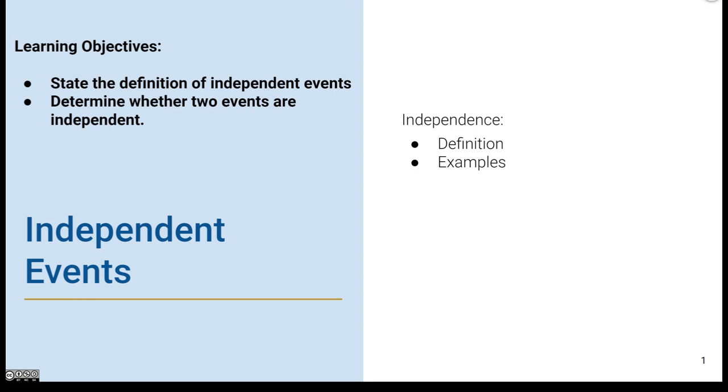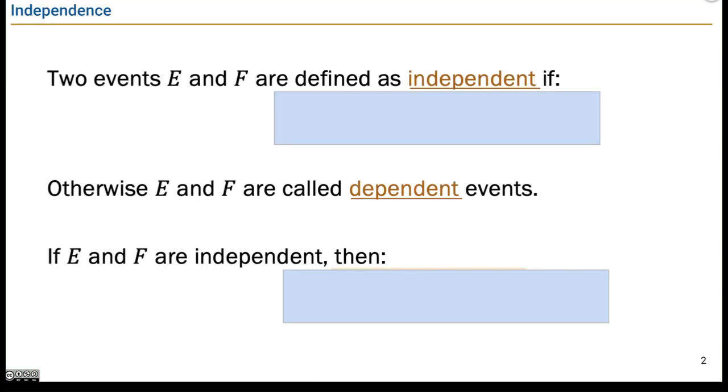Now we're going to define what are called independent events, and we'll look at some examples. So first, two events are defined as independent if the joint probability of E and F is equal to the product of both of the individual probabilities. Otherwise, we call them dependent events.